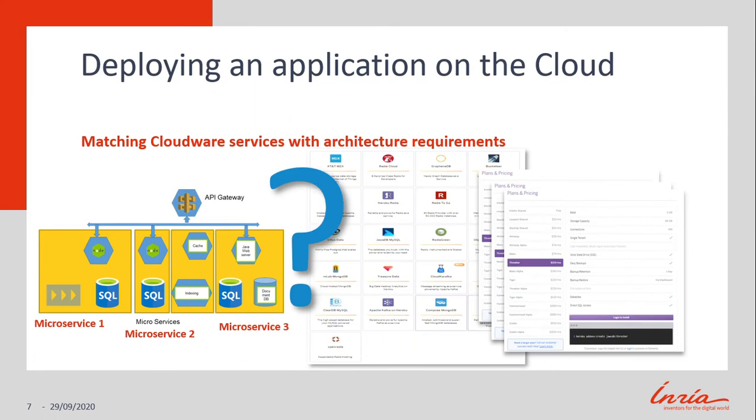This is an example of application architecture. It could be more complex. This application is composed of three microservices. Each microservice relies on a separate database system. We want to deploy our application without installing servers, just consuming services. The question raised by the service selection issue is how to choose for each microservice the SQL services that best suit its needs.